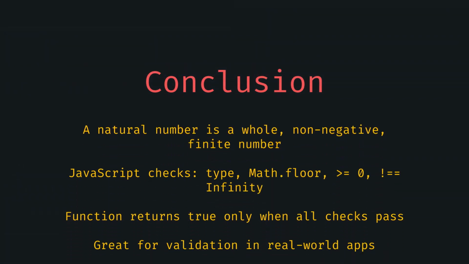That's a wrap on identifying natural numbers in JavaScript. We've combined type checks with math logic to validate numbers properly. Now you can confidently check for natural numbers in any project.